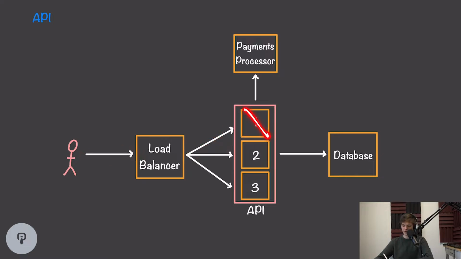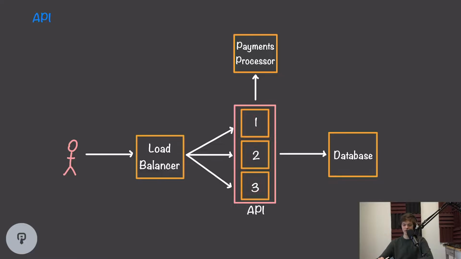So now if one of our API nodes goes down, our load balancer will quickly notice that, and it'll be able to redirect our user's traffic to any of the other 2 online nodes. This also has the advantage of scaling our API, meaning that each individual node only has to handle a subset of the traffic for our whole system.